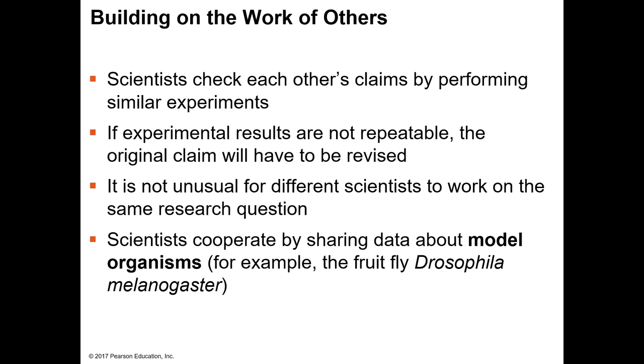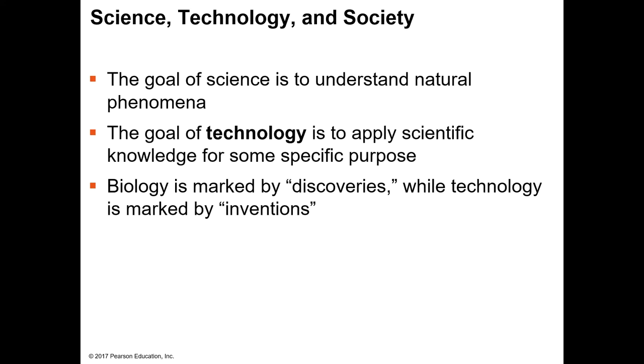It's not unusual for different scientists to work on the same research question. Scientists cooperate by sharing data about model organisms. The goal of science is to understand natural phenomena. The goal of technology is to apply the scientific knowledge for a specific purpose, like the ability to utilize electricity to heat up bread and make toast.